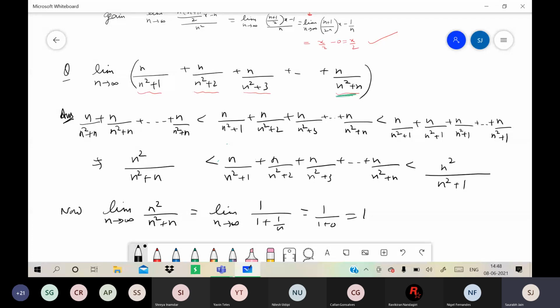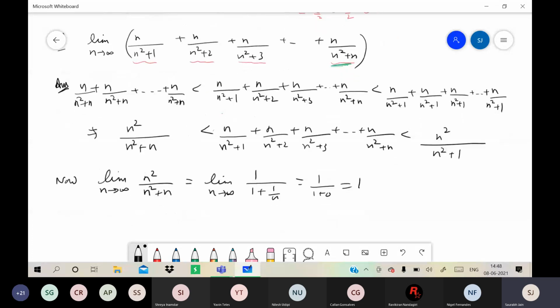Similarly, you divide that term. This will also be, which one? Right side, rightmost side. Find the limit at this point. Again, this will be 1 divided by n square. So both the limits are same. Therefore, the answer of this will be 1.